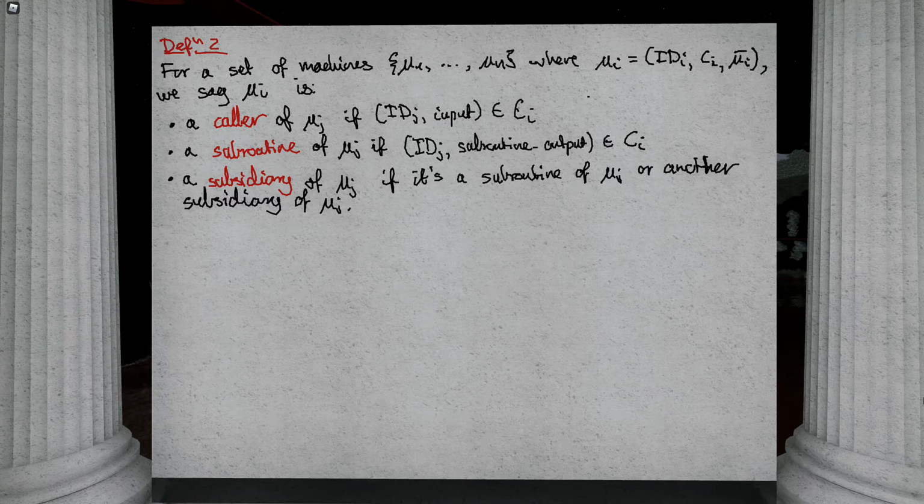Yes? I'm a bit confused. So mu-i can be a subroutine of mu-j. That means mu-j can actually supply output to... Oh, sorry, I missed what ci and ei were. Oh, this is a board artifact. Right, sorry. Yeah. So it's a caller if it can provide input to mu-j. It's a subroutine if it can provide subroutine output to mu-j. And it's a subsidiary if it's a subroutine.